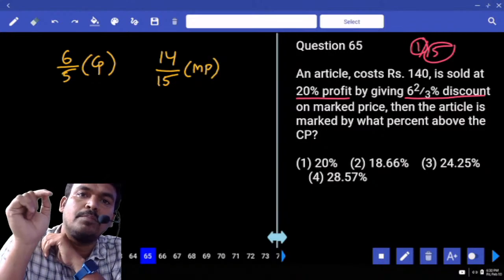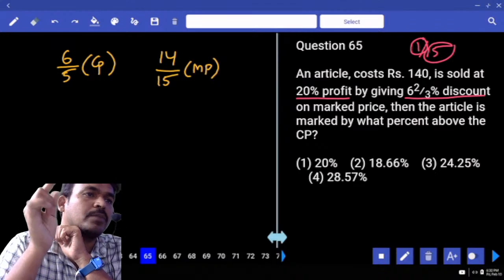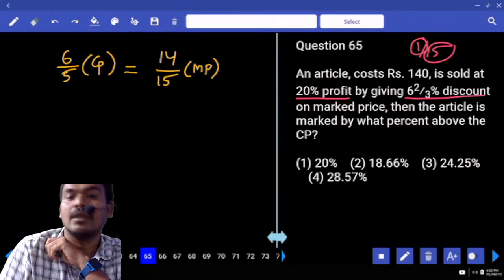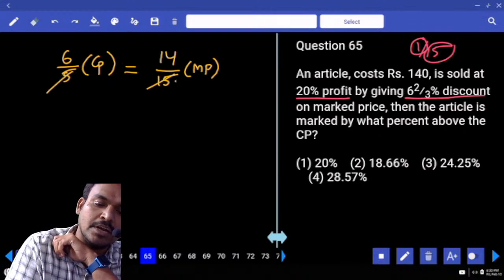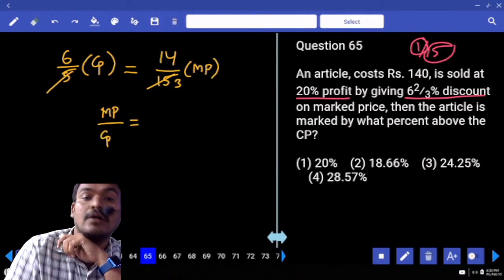14/15 of market price is equal to selling price. 6/5 of cost price is equal to selling price. Means these two are equal or not? 5 how many times? 3 times or not? Okay. Then we get market price by cost price equal to 2 how many times?